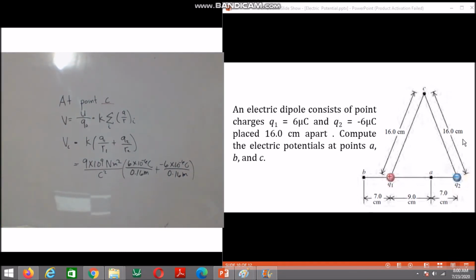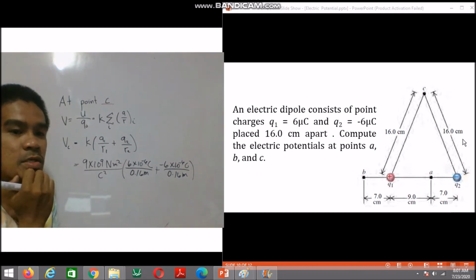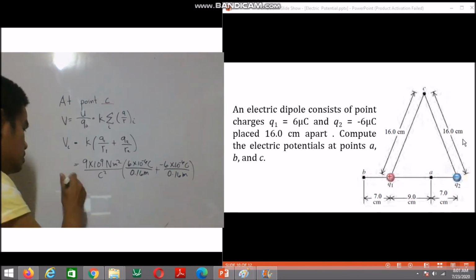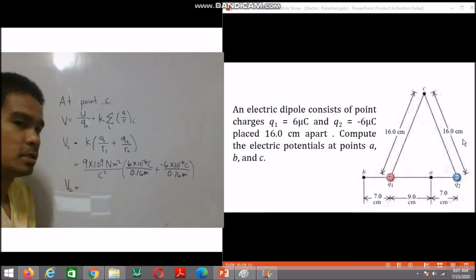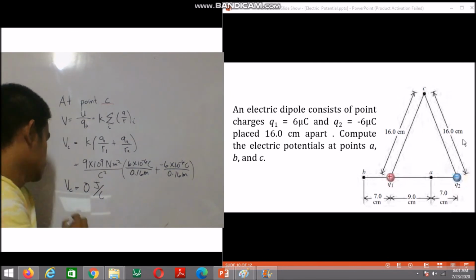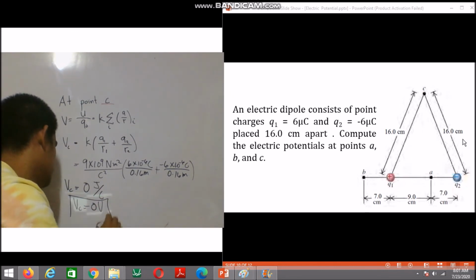Okay, so if you add these two, then you have the sum of 0 multiplied by the Coulomb's constant. Then the potential at C is 0 joule per coulomb, or the potential at C is 0 volt.